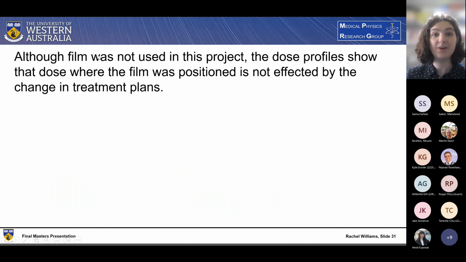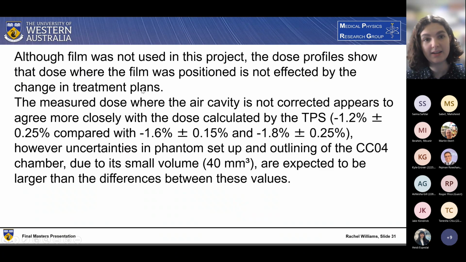Although film was not used in this project, the dose profiles show that dose where the film was positioned is not affected by the change in treatment plans. The measured dose where the air cavity is not corrected appears to agree more closely with the dose calculated by the treatment planning system, which was -1.2 in comparison with -1.6 and -1.8.